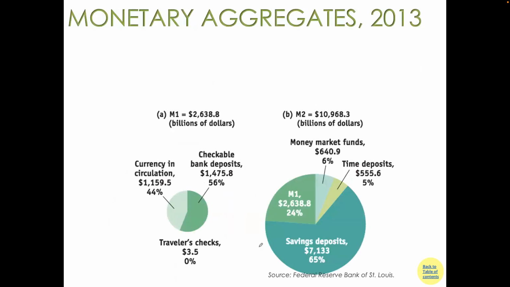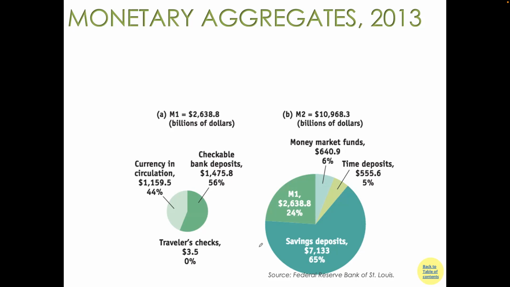Let's skip this and look here, at M1 and M2. On the left side is M1. That's the core definition of money supply. M2 includes M1 and is a broader definition of money supply. And in reality, we have M3, M4. So now let's see what M1 is.